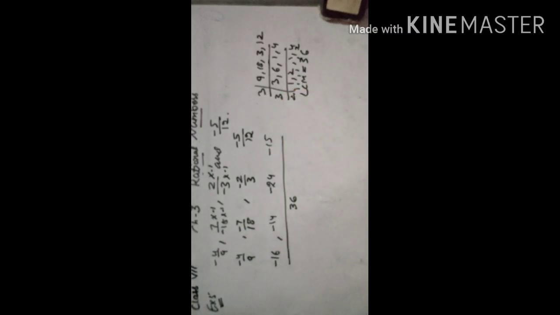Now we have to arrange it in descending order. The greatest number is -14, that is -14 is greater than -15, which is greater than -16, which is greater than -24. So -14 means -7 by 18, then -5 by 12, then -4 by 9, then -2 by 3. So this is in descending order.